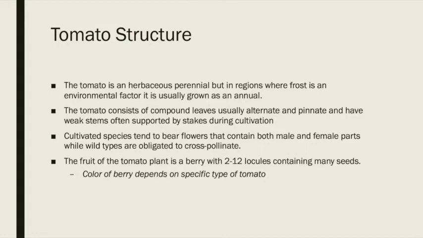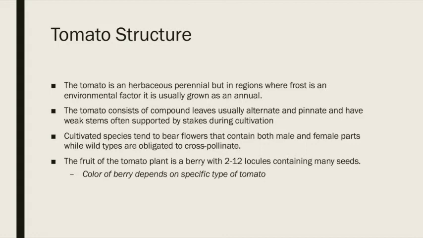The fruit of the tomato is considered a berry with an average of 2 to 12 locules containing many seeds. The color of the berry depends on the specific type of tomato. Colors range from red to yellow to green and sometimes a dark purple. The wild-type tomatoes tend to have smaller berries, while the cultivated types tend to have larger fruits.